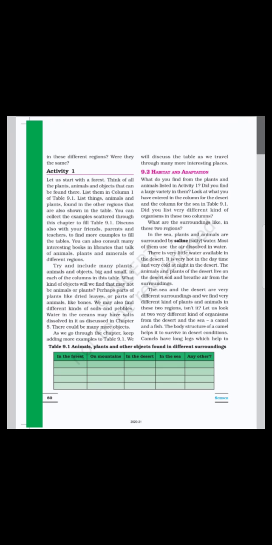Habits and adaptation. What do you find from the plants and animals listed in activity 1?